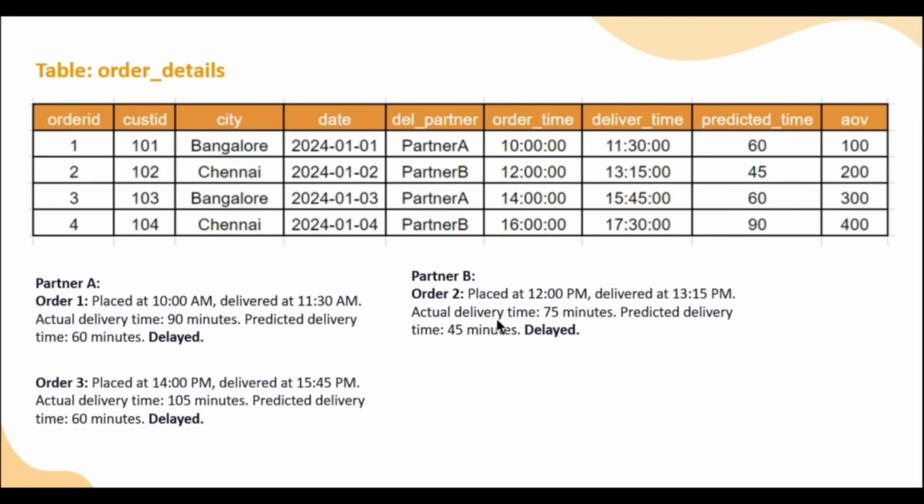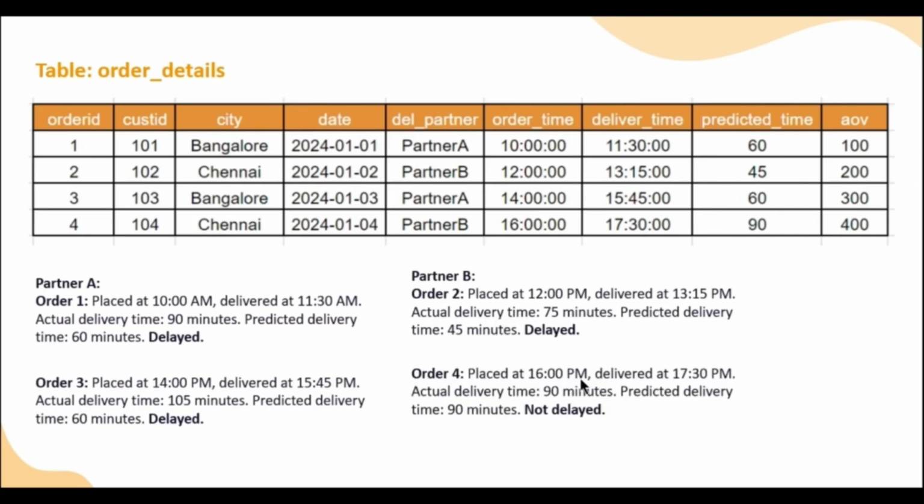Now for the last order, with order ID 4, it was placed at 4 p.m. and delivered at 5:30 p.m. So the actual delivery time is 90 minutes, and the predicted delivery time is also 90 minutes. That means this order was delivered on time and it is not delayed.